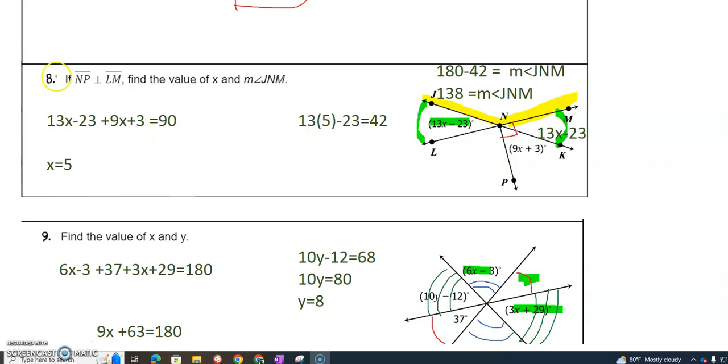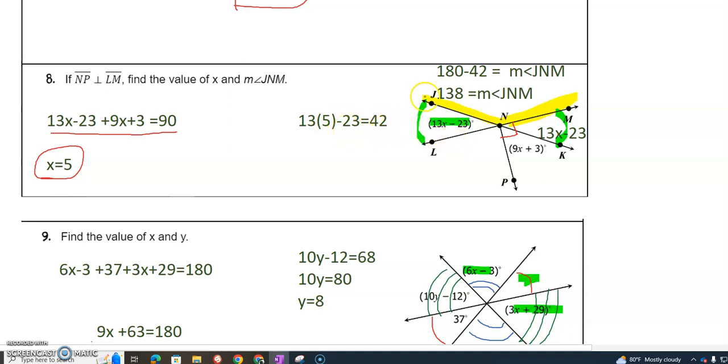The reason why I know that is because they told us at the very beginning that these two segments are perpendicular, so they form a right angle. So when I add 13x minus 23 with 9x plus 3, I say that they equal 90. And solving for x, I get that x equals 5. Now I can plug this in over here, and that will help me find the measure of this angle. So 13 times 5 minus 23 gives me 42.